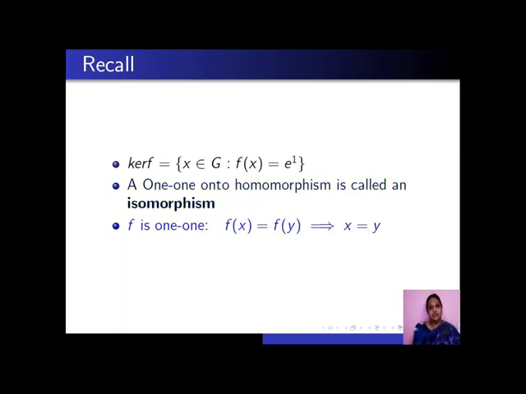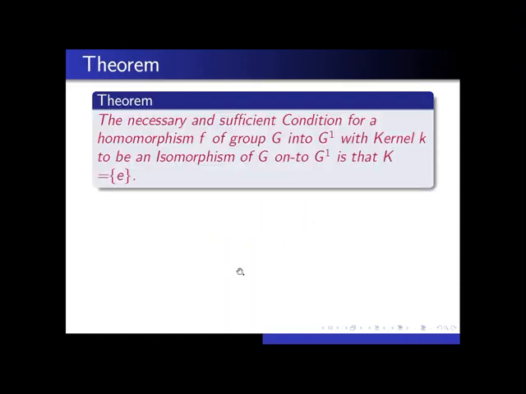And f is 1-1. So when we say that f is 1-1, if f of x is equal to f of y, that means the image of x is equal to the image of y, then x is equal to y. In such a case, we say that f is 1-1. Now, let us state the theorem. The necessary and sufficient condition for a homomorphism f of a group G into G dash with kernel K to be an isomorphism of G onto G dash is that K is equal to E.